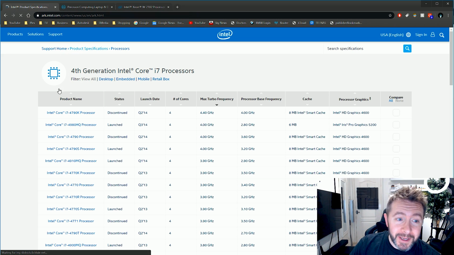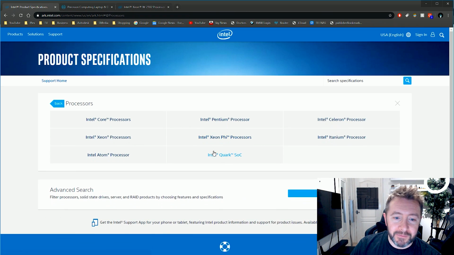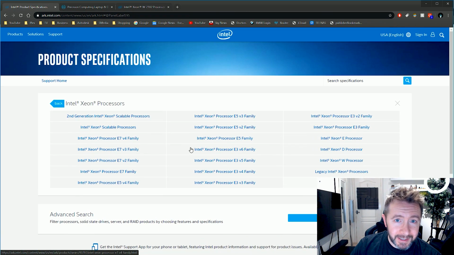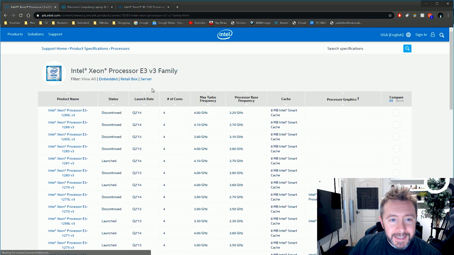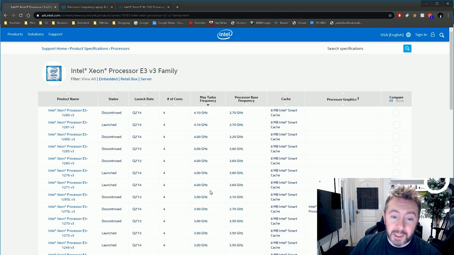Hopping on over though to the Xeons from 2014, we'll just take a look at the stark contrast between the two of them. So we had E3 v3 Xeons back in 2014, and you were lucky to get a Xeon that hit 4.1 gigahertz. The rest of them, you're looking at sub 4, 3.9, 3.8 and below. And that was the best you got back in 2014.